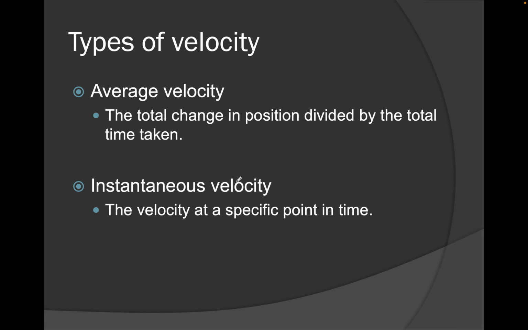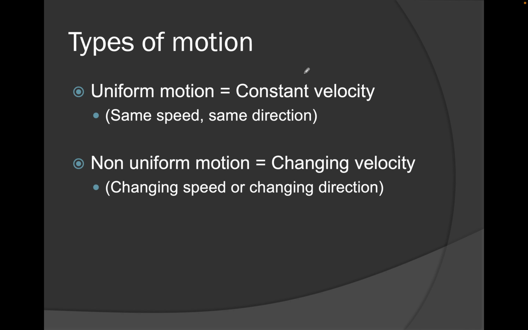Okay, there are two types of velocity. We have average and instantaneous. The average velocity is the total change in position divided by the total time it took. So I need to know the full velocity for the full distance I traveled. Instantaneous is just the velocity at one specific time. Maybe I want to know my velocity here. Or I want to know exactly what it is here. Maybe I sped up or slowed down. Maybe I got stuck. Maybe I wasn't moving. You could do the same thing, but for a shorter time frame. Not too important right now, but you should know the difference.